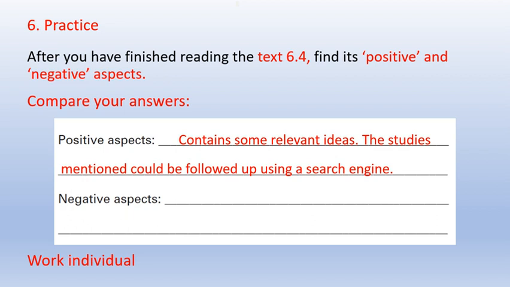And whereas the negative aspect, what is it? Okay, now let's check the answer together. The answer for the negative aspect for text 6.4 is rather superficial and informal in style. No citation. It doesn't have the citation and the source. It doesn't have the source reference.